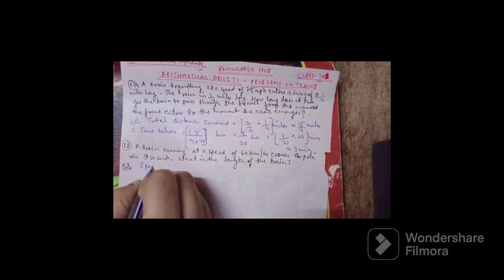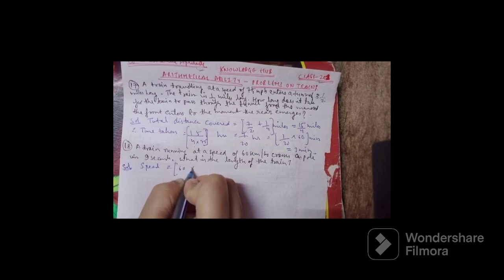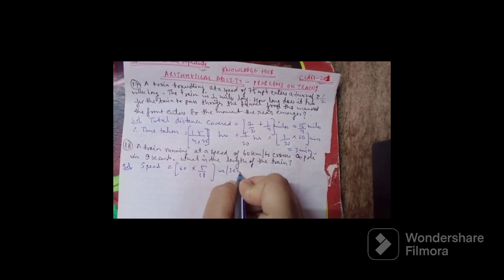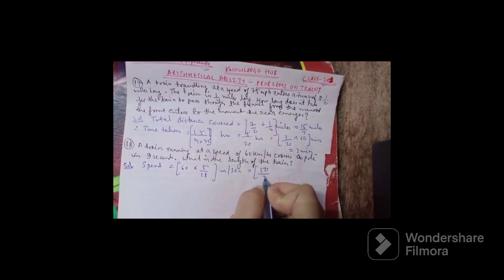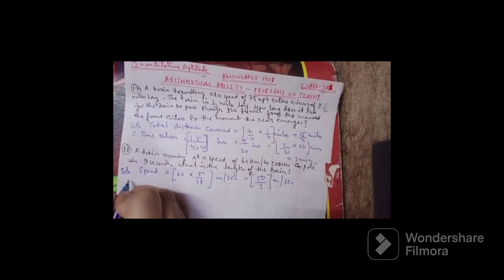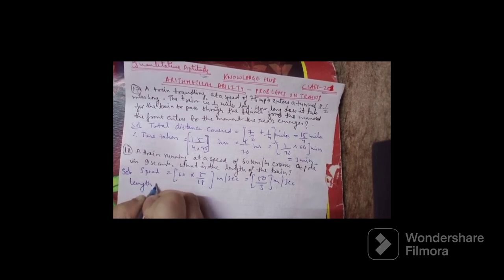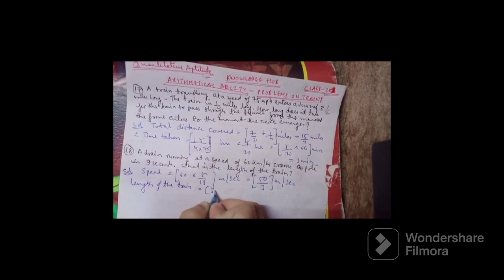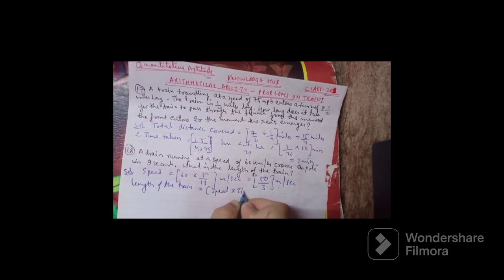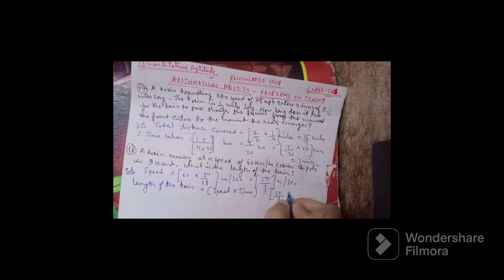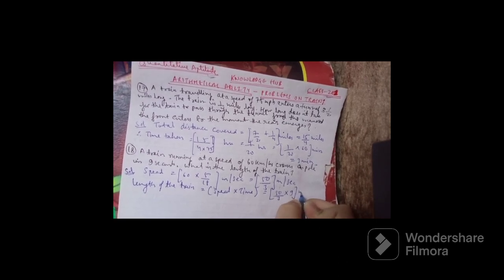So speed equals 60 into 5 by 18. We'll convert that to meters per second, which is 50 upon 3 meters per second. So length of the train equals speed into time, equals 50 upon 3 into 9 meters, equals 150 meters.